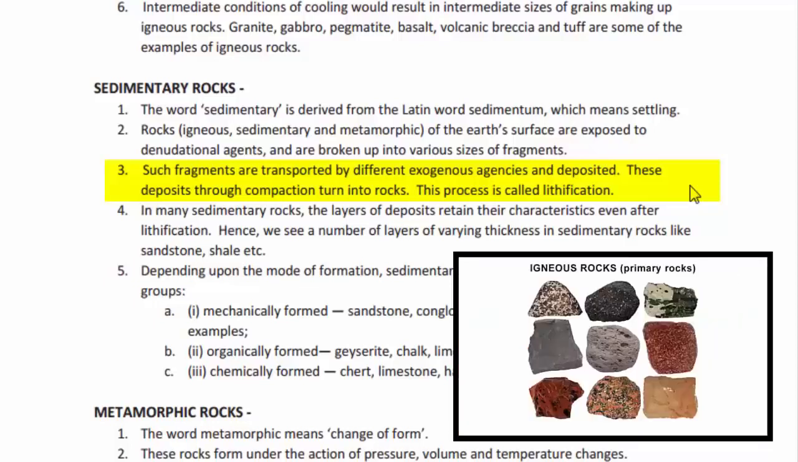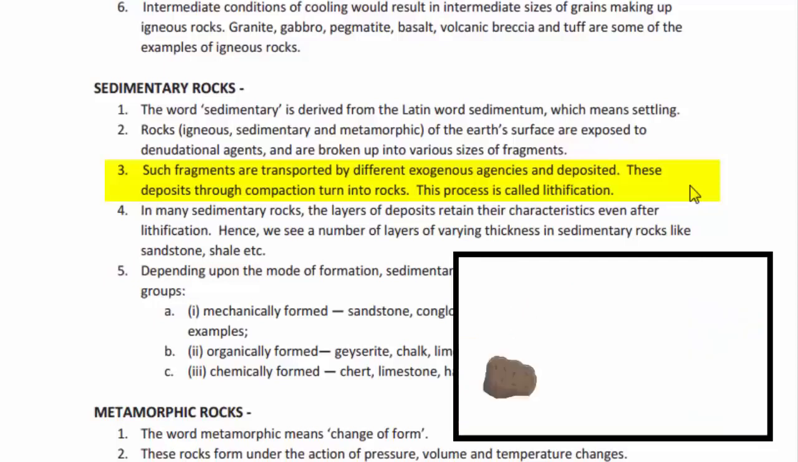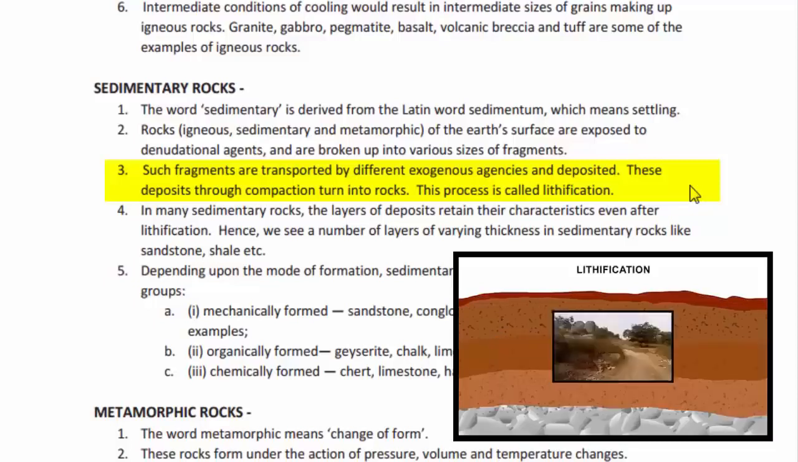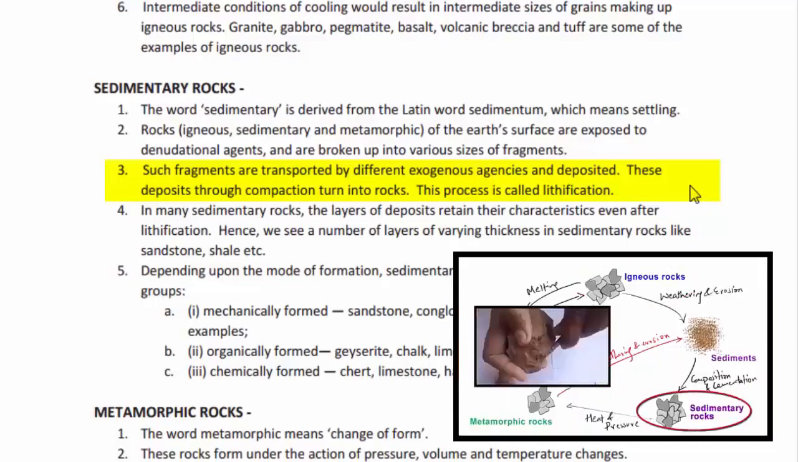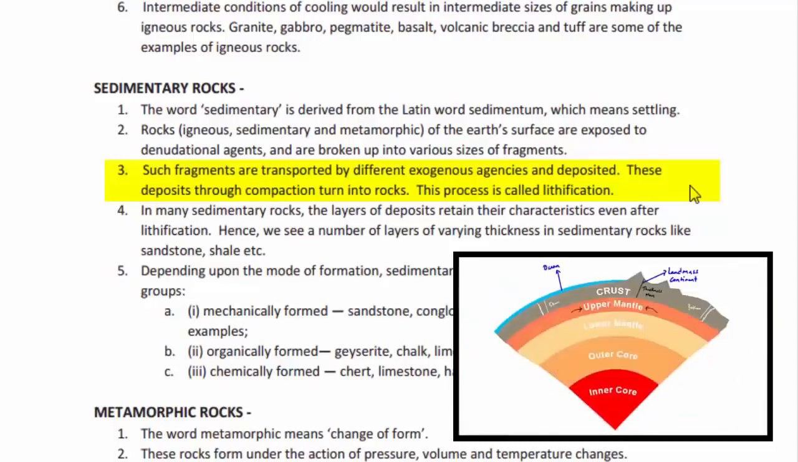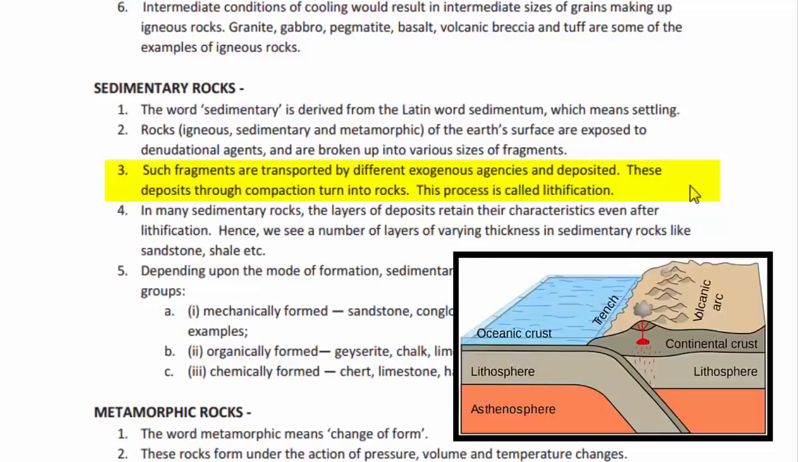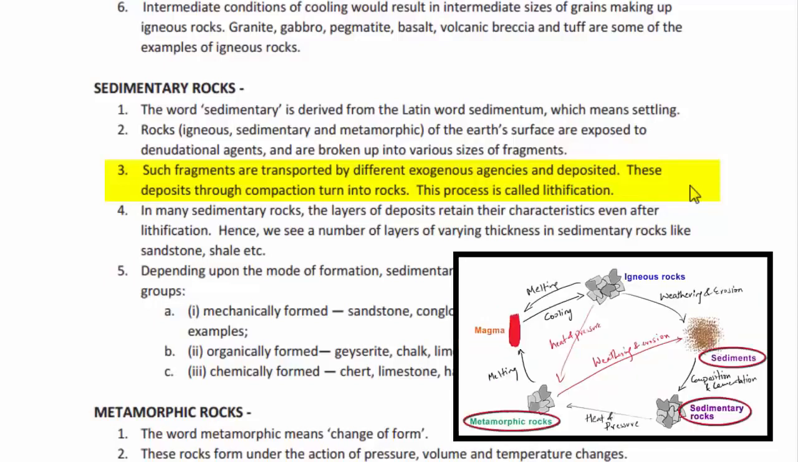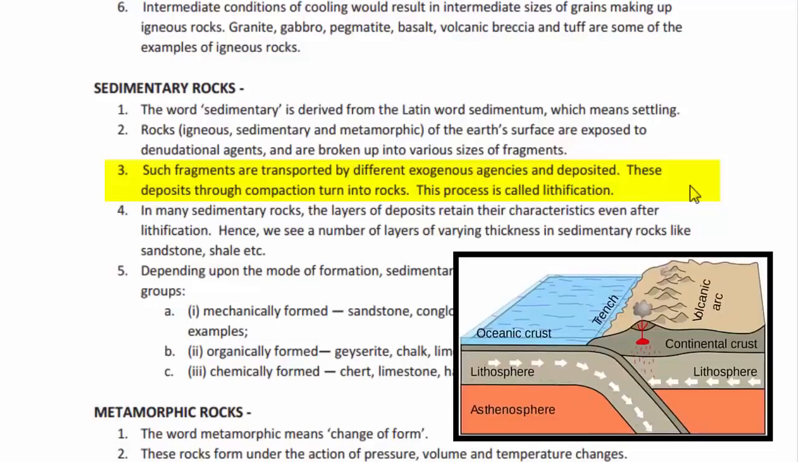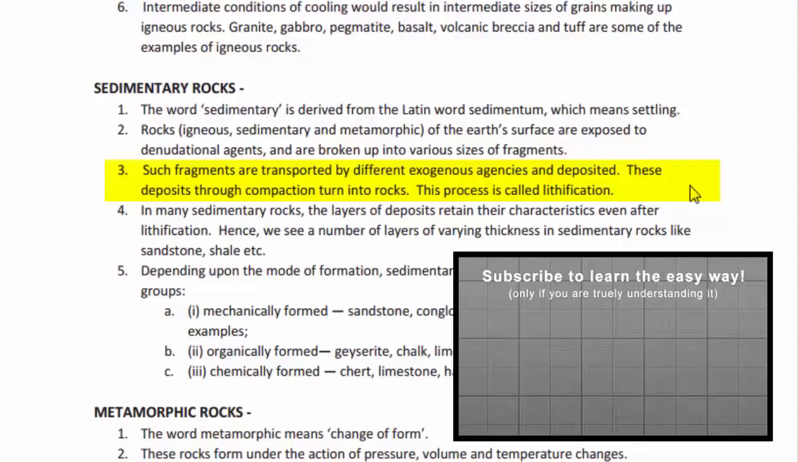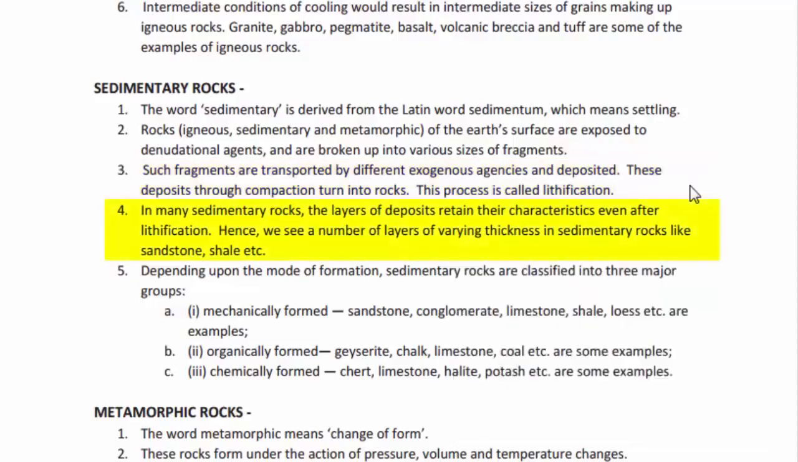Rocks are eroded with the help of exogenous forces like wind, air, ice into tiny little soil debris. These debris move from one place to another again with the help of the same exogenous forces. Now these small fragments get deposited in the form of layers and layers one after another. This process creates pressure that is called compaction, and as it is there is a good amount of heat under the crust, so it becomes all the more easier for these debris to develop into a full-fledged rock. This process is called lithification. In many sedimentary rocks, the layers of deposits retain their characteristics even after lithification.